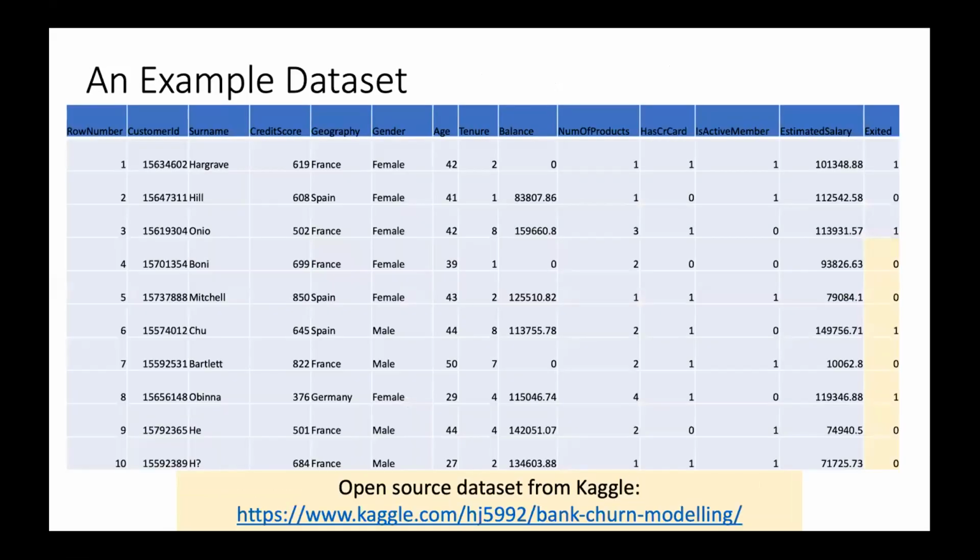So here's an example data set, and this is the data set that we will use today in our end-to-end deployment. And this is an open source data set from Kaggle. So as part of the code lab, you will actually take this data set from Kaggle and go ahead and bring it into your environment.